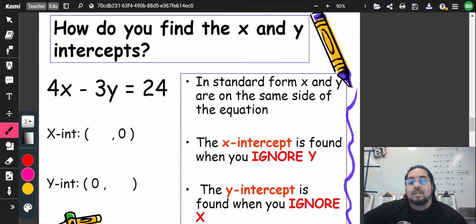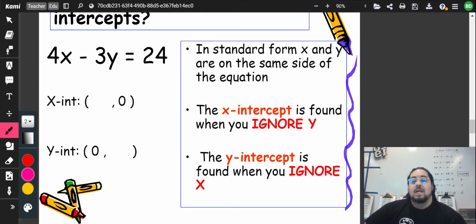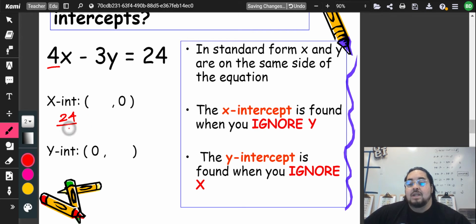So here we have 4x minus 3y equals 24. Let's use the same concept to find the x and y intercepts. So to find the x-intercept, I'm going to completely ignore the y value. I'm going to divide 24 by 4. So 24 divided by 4 is going to give us an x-intercept of positive 6.